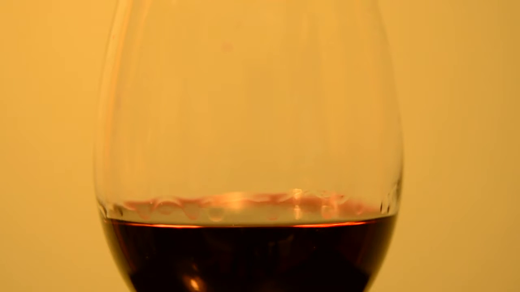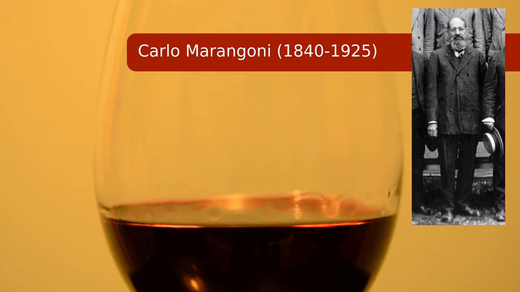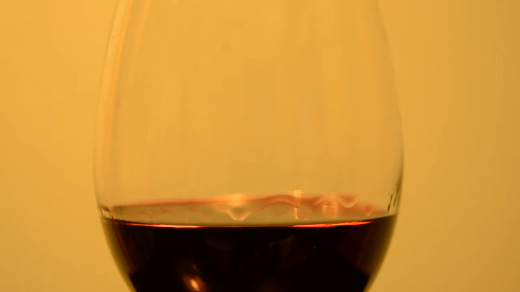Tears of wine, or sometimes also called legs of wine, are a fluid dynamical phenomenon based on the Marangoni effect, which occurs due to a gradient in surface tension and was first described by James Thomson in 1855. It was only a decade later that the Italian physicist Carlo Marangoni generalized the idea of flows driven by interfacial tension gradients. Therefore, these flows are commonly associated with his name and account for a variety of processes.